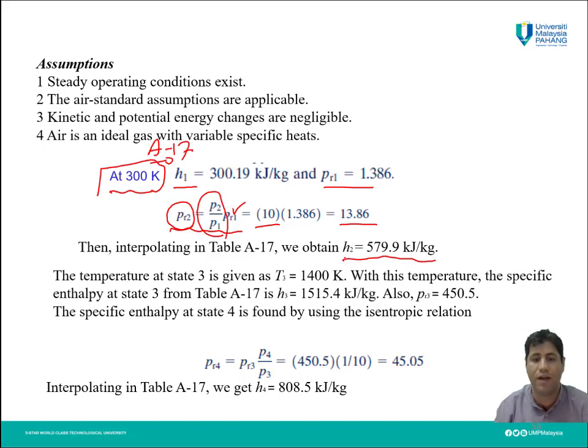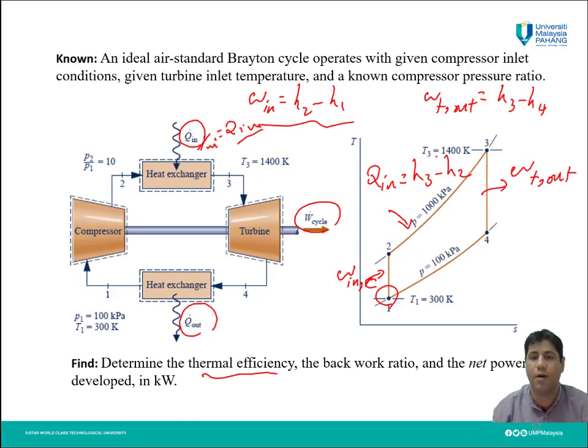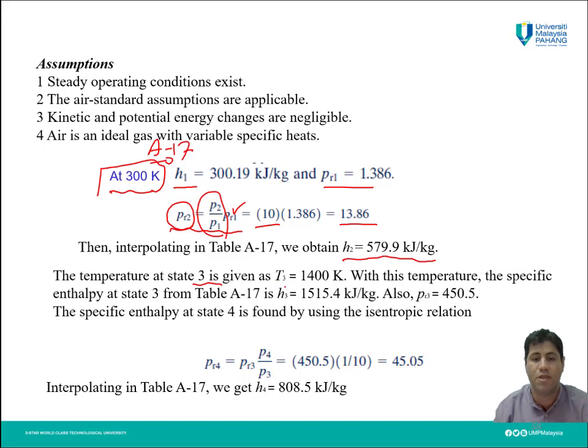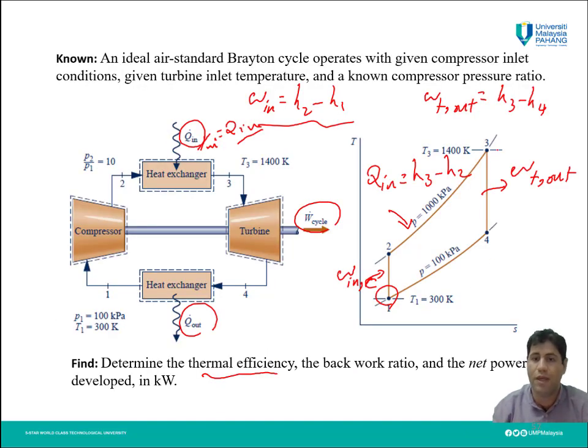Now let's see how we can find H3. In state 3, again temperature is given, 1400 Kelvin. Simply we can go to table A17 and find H3 for this temperature, which will be equal to 1550.4 kilojoule per kilogram. How about state 4? For state 4, we need to use information which we have from state 3 and the process from state 3 to state 4.